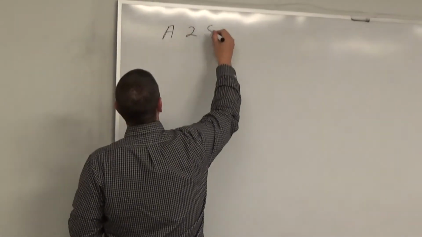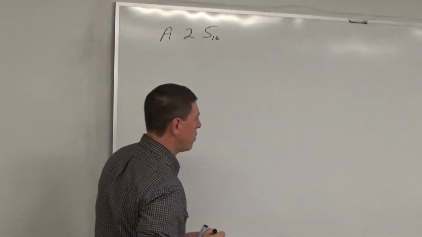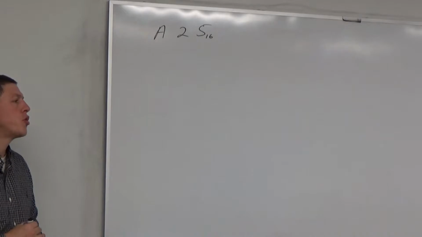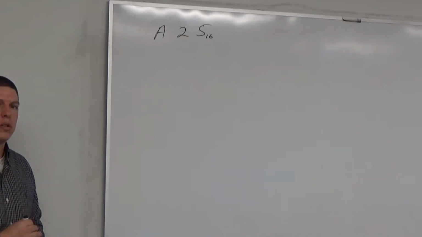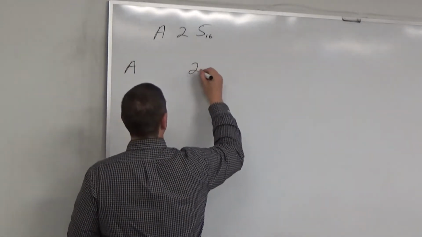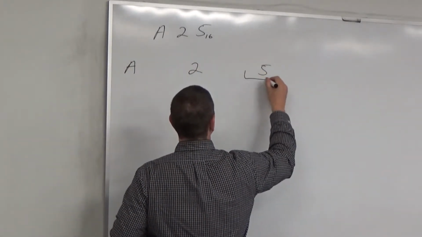So I have A, 2, 5, in base 16. Can somebody tell me a process that they might utilize to get to the other 2 number bases? So you have to separate all 3 of them and make it by 4, like this. So maybe like this, okay.